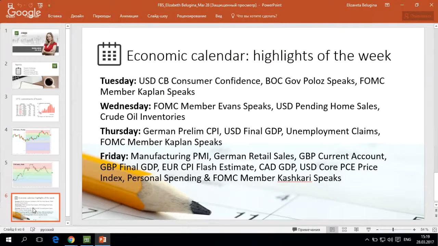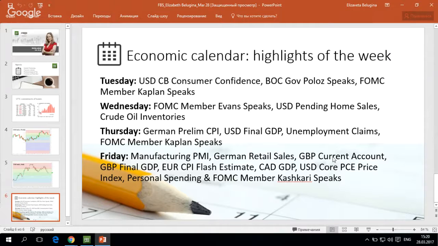What are the economic news, the highlights of this week? We'll have speeches of various FOMC members. We'll have important data from the United States, like CB consumer confidence today, like pending home sales on Wednesday, final GDP for the fourth quarter on Thursday, together with unemployment claims. And on Friday will be an important day as well.